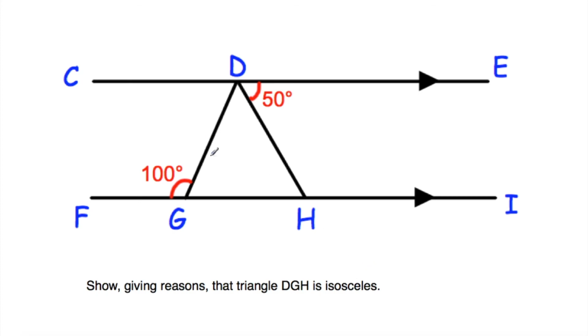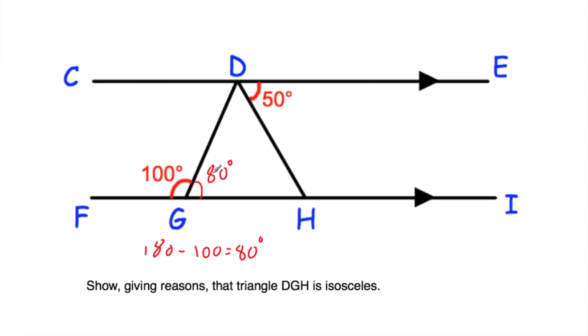Now to do that, I'm going to find the three angles, and I'm going to hopefully find that two of them are equal. And if two of the angles in this triangle are equal to each other, then it's an isosceles triangle. So let's do that. To begin with, I'm going to find the size of angle DGH, because angle DGH and angle DGF make a straight line. So if we do 180 degrees, take away 100, that's equal to 80 degrees. So that means the angle DGH is 80 degrees.